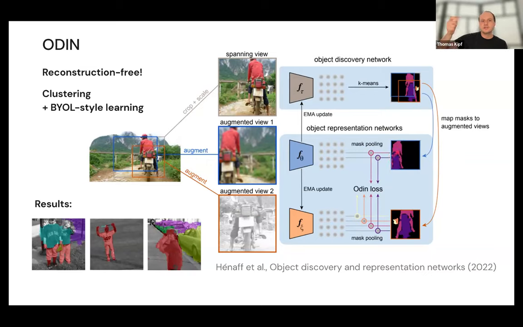So basically it's a method that iterates between discovery and representation, and over time both of these improve. Without doing any reconstruction in pixel space or latent patch space, you get somewhat decent localization. Of course, there's a big gap to supervised models that's still to be solved.